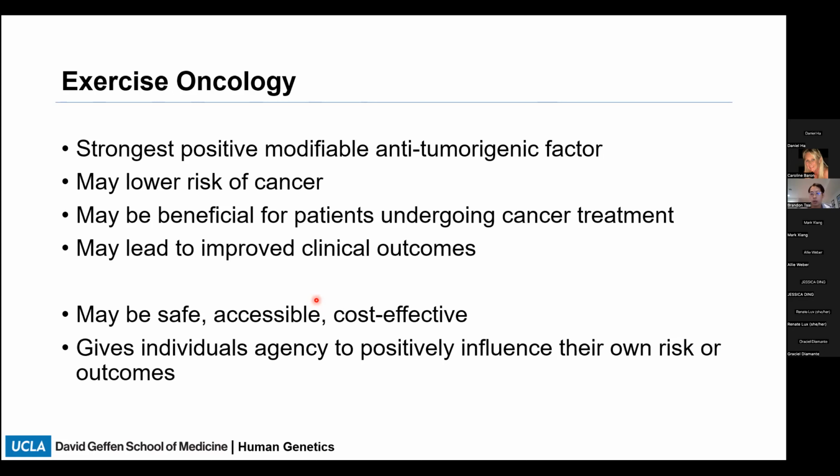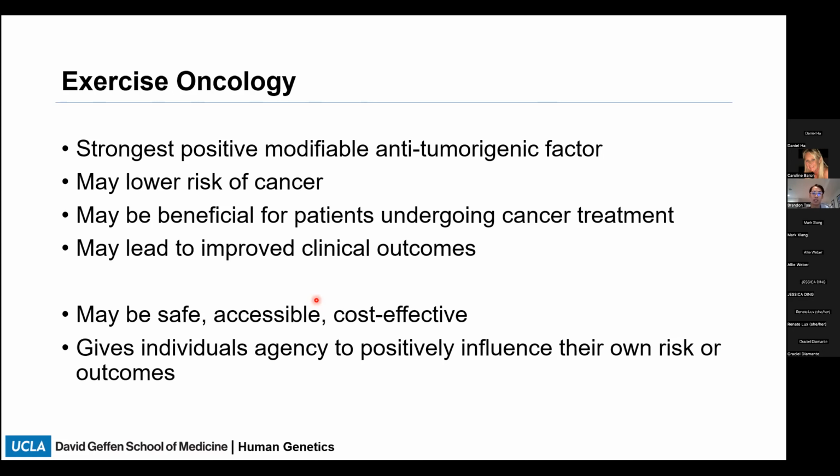Also, when a patient gets diagnosed with cancer, they often ask questions like, how bad is it? How much time do I have left? What can I do to get better? And exercise has that ability to give people the agency to positively influence their own risk of cancer or cancer-related outcomes. So if anyone ever asks you what are some ways that they can avoid getting cancer, the two simple answers are really quit smoking and exercise more.